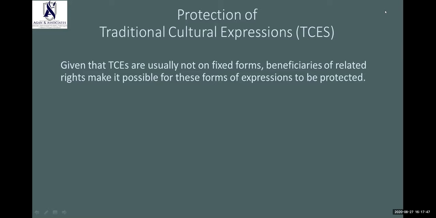So the moment beneficiaries of related rights have made it possible by way of recording, by way of broadcasting what has just been performed orally, then it provides a protection from this perspective. It provides protection to indigenous cultural or traditional cultural expressions. It will be interesting next week to have this discussion in detail, because again, not all indigenous communities or cultural communities are comfortable with what they feel they own in perpetuity, being subjected, for example, to a form that ideally expires. It will be an interesting discussion that we will have.